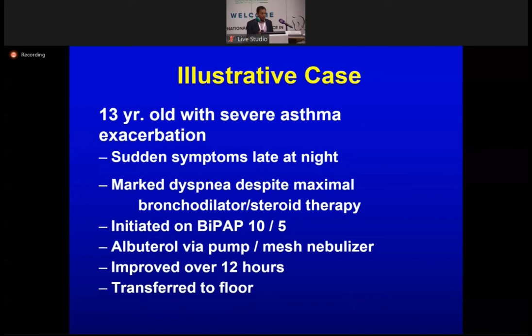So this was a recent patient where we used it, a 13-year-old with severe asthma exacerbation, who developed sudden symptoms late at night, marked dyspnea despite maximal treatment. He was initiated on BiPAP 10 by 5. And the other advantage with BiPAP or CPAP is that you can continue using continuous albuterol as well. Our RTs can devise a system so that that can still continue. And he improved over the next 12 hours, and then at that stage was transferred to the floor, avoiding intubation.